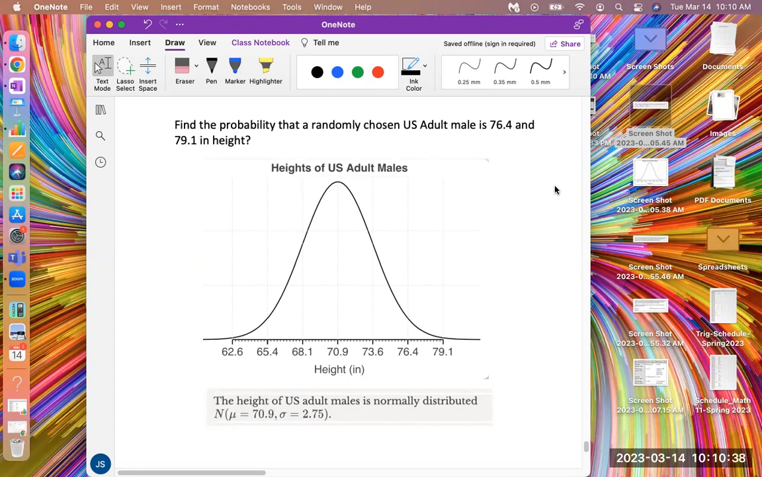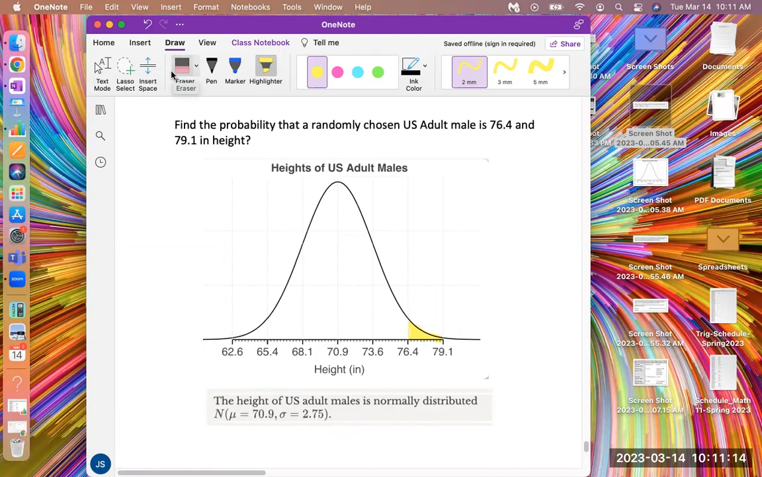So it says find the probability that a randomly chosen US adult is between 76.4 and 79.1. So we need to find the area, this area right here under the curve. And luckily enough, they don't actually have us calculate this by hand, but we're going to use our calculator.